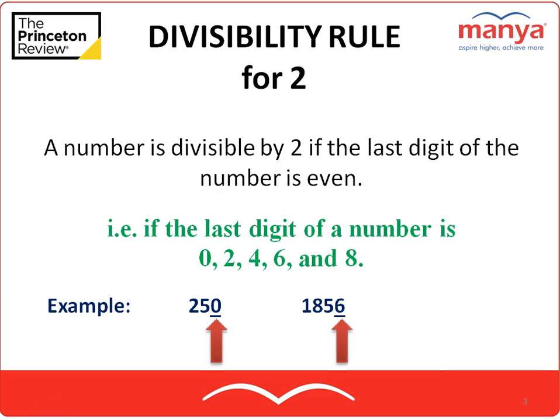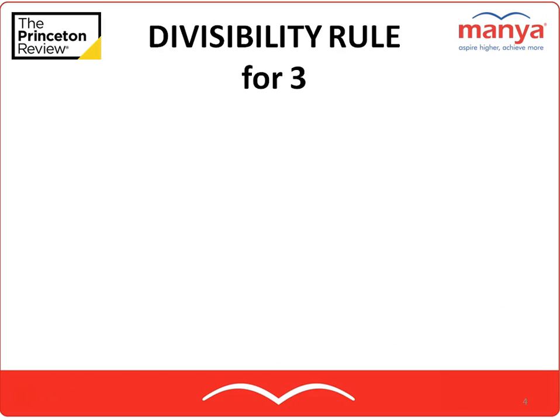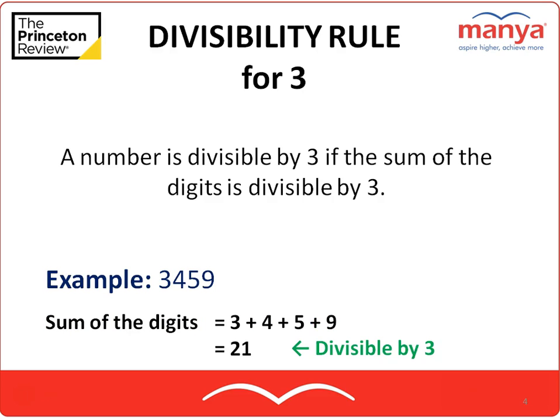Okay, let's talk about the divisibility rule for 3 now. A number is divisible by 3 if the sum of the digits of the number is divisible by 3. For example, in 3459, the sum of the digits is 21, which is divisible by 3. Oh wow, that is interesting, isn't it? Let's see what the rule is for a number to be divisible by 4.